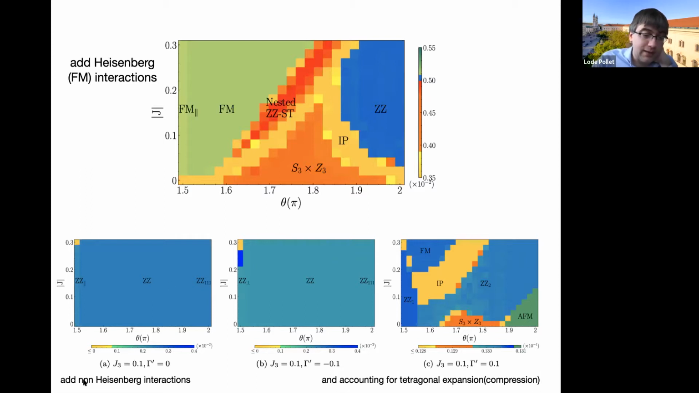If you add next nearest neighbor Heisenberg interactions, you will always stabilize zigzag. And if you have a term, this gamma prime, which accounts for tetragonal expansion for positive gamma or compression for negative gamma, you may also stabilize the zigzag phase. And so we believe that this is what's going on in alpha ruthenium chloride, that you have tiny amounts of stabilizing zigzag factors. Otherwise, you would have found something else.